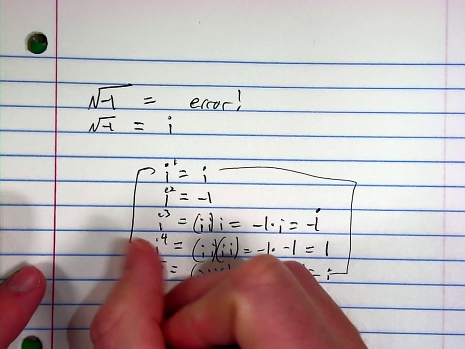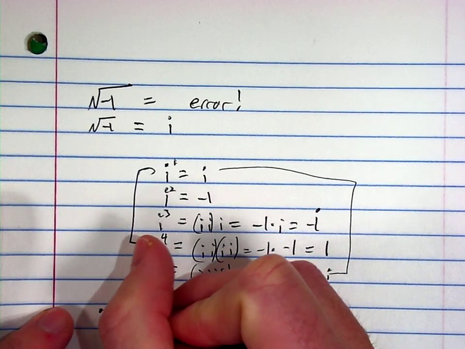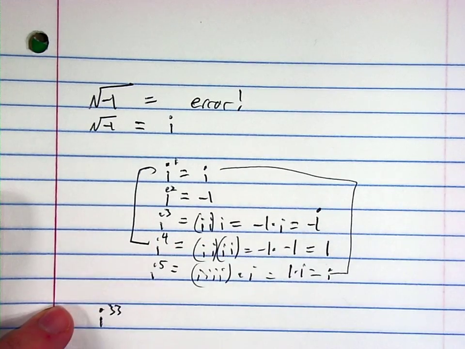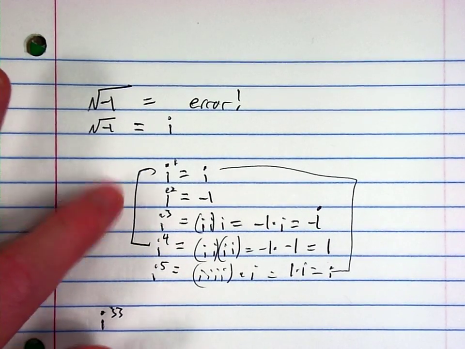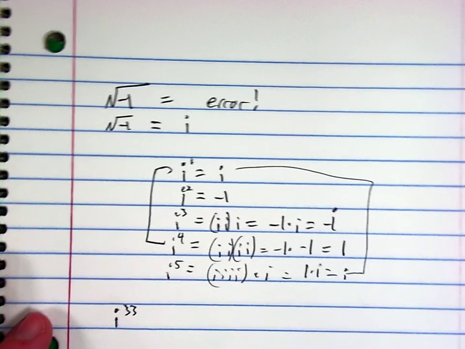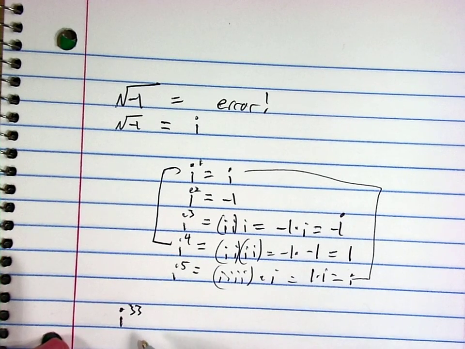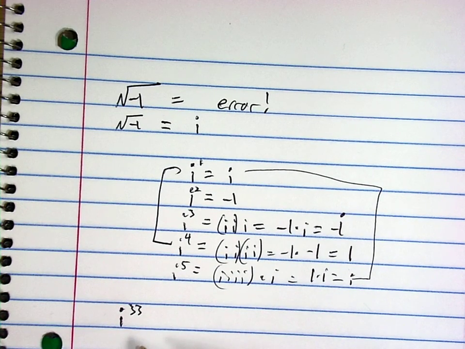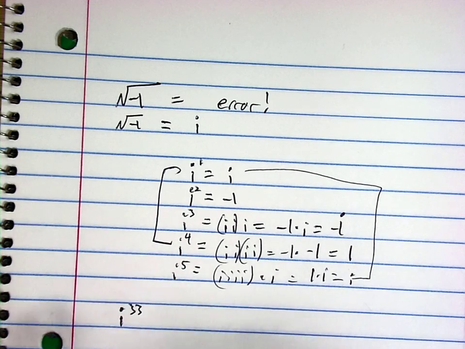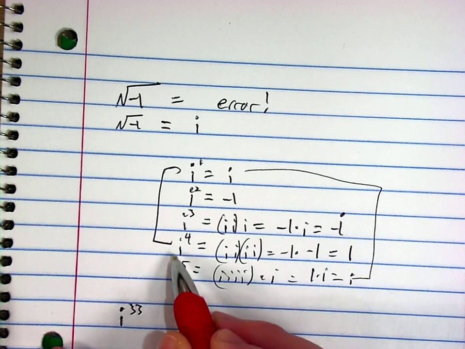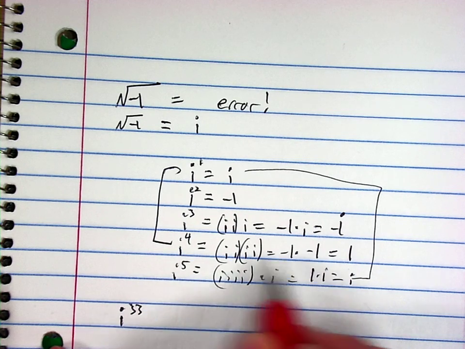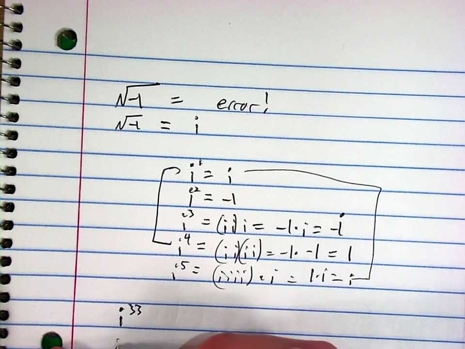If we had to do a power of, let's say, i to the 33rd power, these multiples of 4 are very important. What I would do is think, what's a multiple of 4 that either equals this power or is really close to it but under it? So 33 is not a multiple of 4, but 32 is. And because it's a multiple of 4, all those multiples of 4 will equal 1. So there's going to be a bunch of 1s down here.